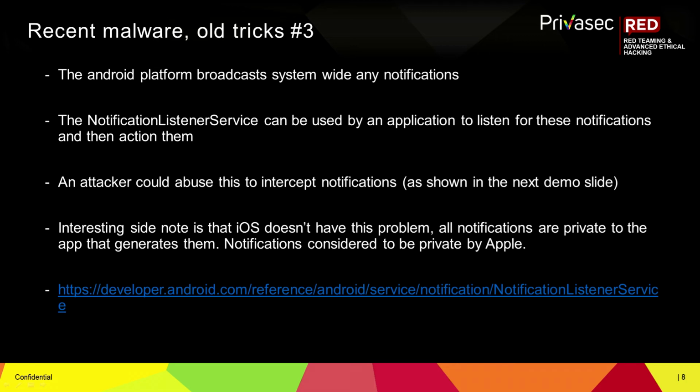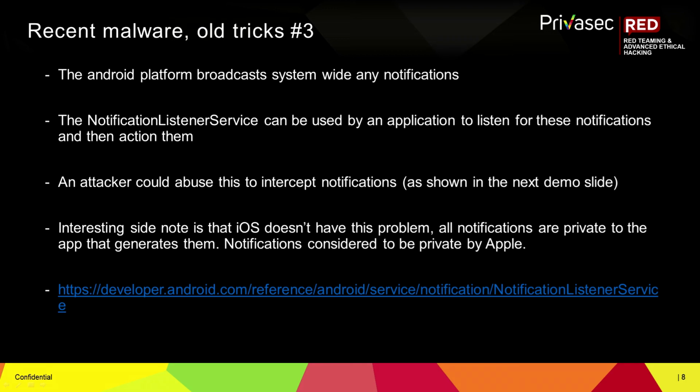Once you have that permission, you can do anything with the notification and the text it contains. Thus, obviously, an attacker can abuse this in order to intercept notifications, as I'll show in the next demo slide. With these notifications, they can then be sent off to some attacker-controlled infrastructure to then be used. One of the best examples of this would be intercepting a 2FA code. The malware would intercept the notification that contains the 2FA code and then send it off.